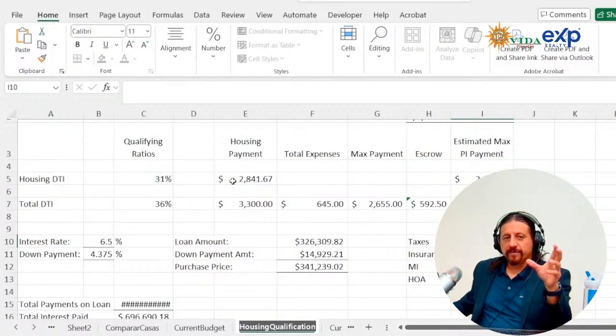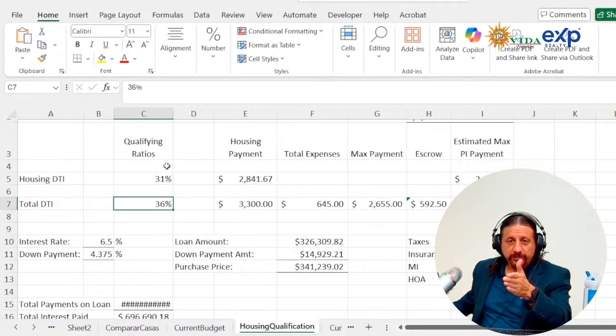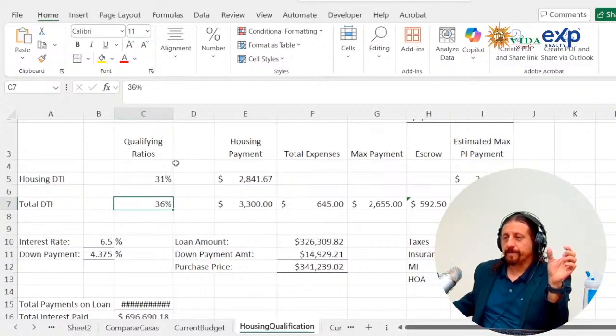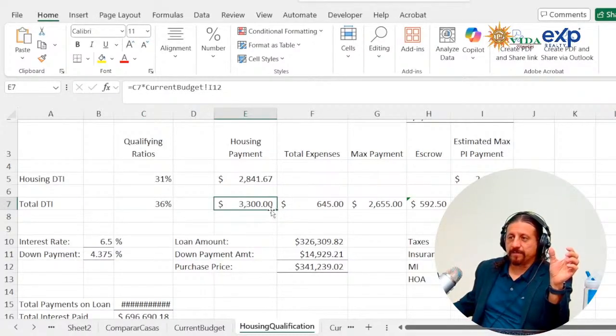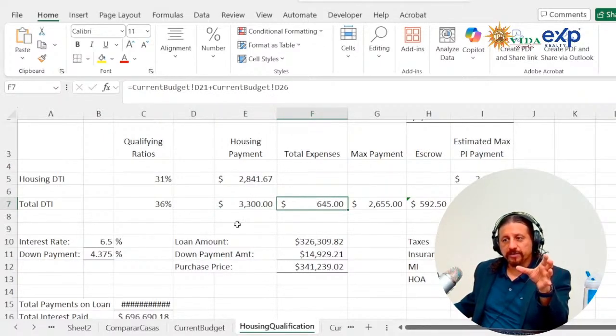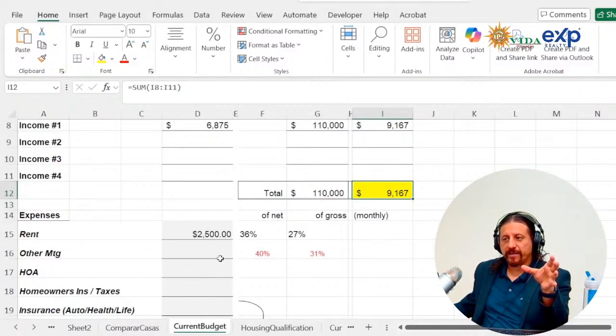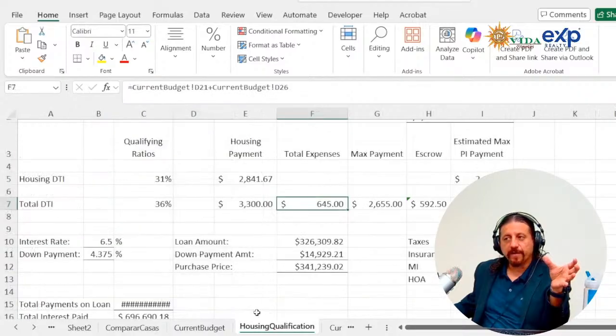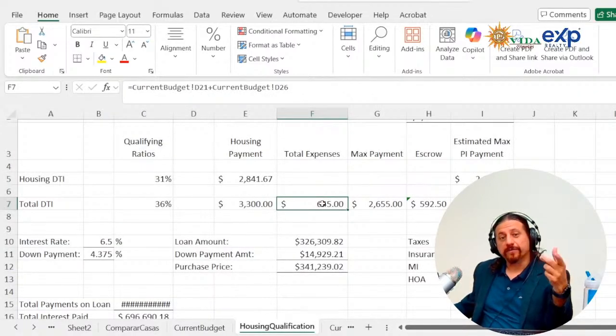So we're using $110,000 for the year, about $9,600 a month, and we're using 36% for comparison's sake because that's what NerdWallet uses. That's going to be $3,300. $3,300, subtract your total expenses. So in this case, we go back here. I'm putting in here $200 for credit cards and a card payment of $445. Now the default on the NerdWallet is all $645. So that's why we're doing that.